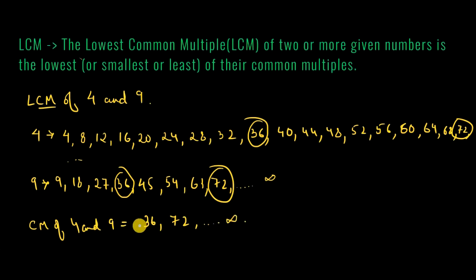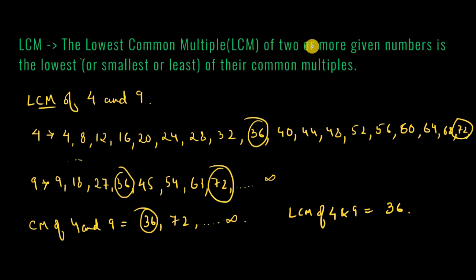Okay, but we have to find the LCM. So the LCM will actually be 36. These are the common multiples, okay? But since it is the lowest, therefore it's the LCM. The name itself suggests lowest common multiple. This is a common multiple and this is the lowest, so this one will be the LCM, lowest common multiple. So LCM of 4 and 9 is 36, right?